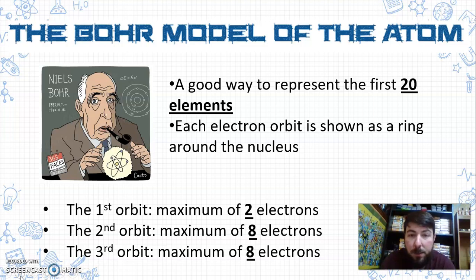Okay, so the Bohr model is a good way to represent the first 20 elements, and the orbits are shown as a ring around the nucleus, sort of like what I said. An important thing to know is that the first orbit can hold a maximum of 2 electrons, and the second and third orbits can hold a maximum of 8 electrons. We're going to take a look at that in a bit to see why that is. It actually works out pretty well with the periodic table. That might be in another video, I'm not sure yet, but let's keep going.